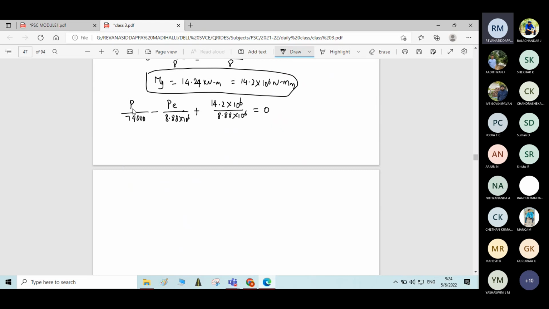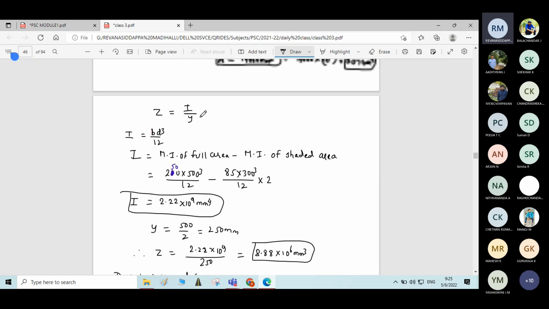Now you will get an equation. Okay. 1 by 74,000 is equal to how much? If you calculate, you will get 1.35 into 10 power minus 5 into P, minus 1 by 8.88 into 10 power 6. If you calculate, you will get 1.13, please cross check the answers, into 10 power minus 7 PE. Keep as it is, plus. So the value of this third term, if you calculate, it is 1.60, is equal to 0. Okay, call this as equation number 1.